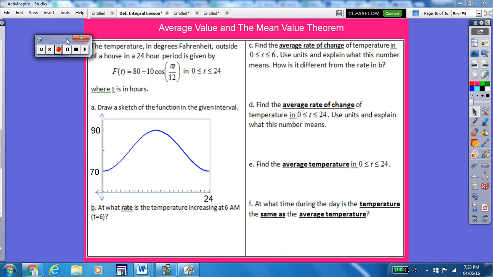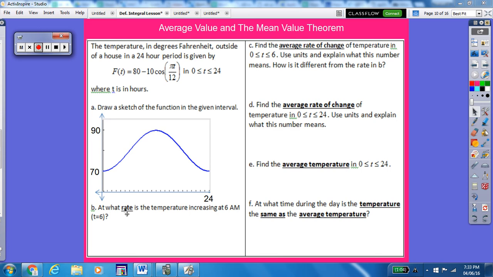So we start here with the temperature in degrees Fahrenheit given by this function. We agreed in class that this function is not a rate, it's an amount. It's giving you the degrees Fahrenheit at a certain time, t, in the interval 0 to 24. We went ahead and sketched the function, and I already have it here for us, where you'll notice we start at 70 and the highest temperature is 90, and then we end back down at 70 after 24 hours.